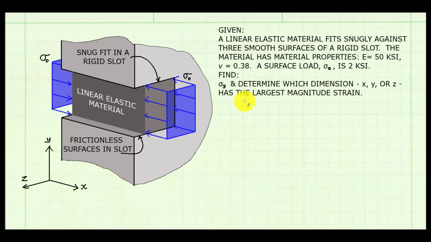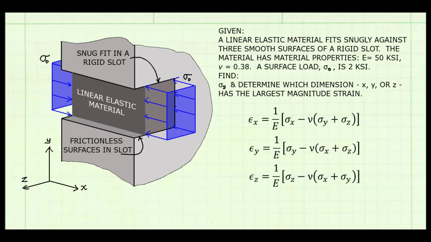We are asked to find the normal stress in the y direction and determine which dimension, x, y, or z, has the largest magnitude strain. We see sigma y is in the direction of the top and bottom of the slot. We see that the applied load is compressing this linear elastic material. The material will want to grow due to Poisson's ratio effects, but is going to be resisted by the top and bottom surfaces of the slot. Therefore, we expect a compressive stress to develop in the y direction. We will use the generalized Hooke's law equations to solve this problem.